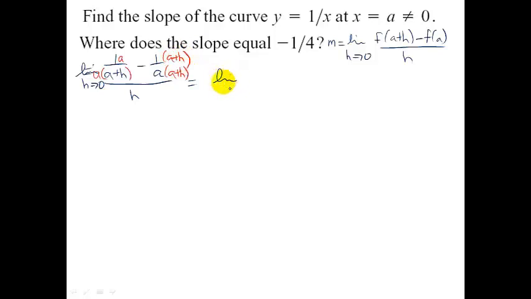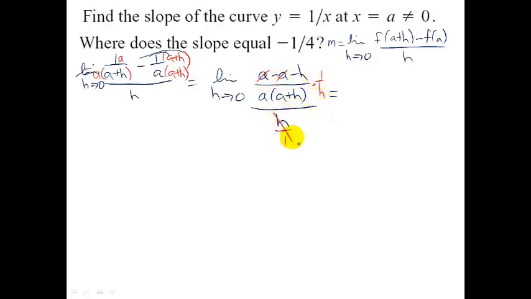That then leaves us the limit as h approaches 0 of a minus a plus h, because this negative applies to both of these pieces, over a times a plus h, over h. We can do a little simplifying here. This is like h over 1, so we can multiply by the reciprocal, and then this h will cancel and leave us a negative 1. So we now have the limit as h approaches 0 of negative 1 over a times a plus h.